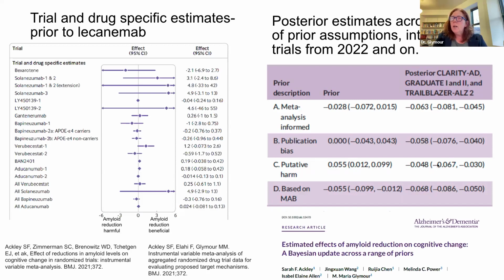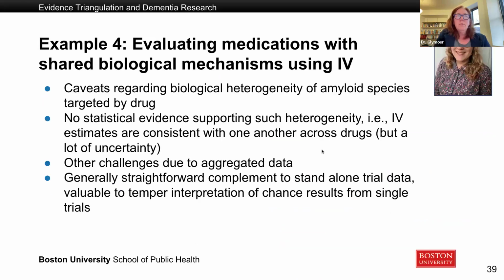And it's probably not large. You can see the upper end of this confidence interval is not large. But there is some small cognitive benefit. And that was really nice because graduate 1 and 2 actually didn't find significant effects within the studies. I believe that's right. Gantenerumab, but there's no statistical evidence that they were different. Actually, they just didn't have as much power because they didn't reduce amyloid as much.